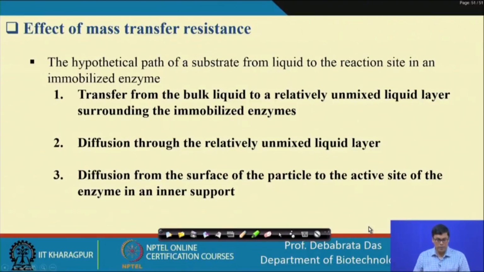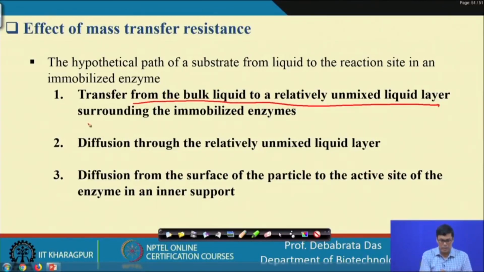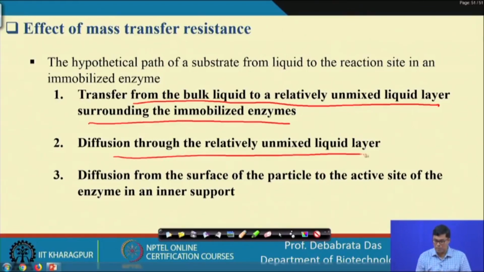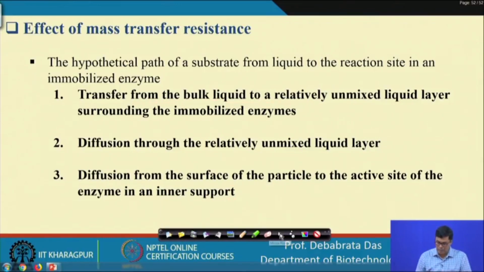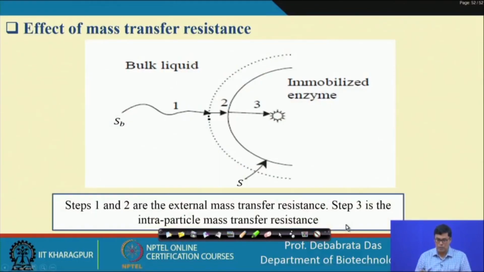Now the effect of mass transfer resistance. The hypothetical path is like this: transfer from the bulk liquid to the relatively unmixed liquid layer surrounding the immobilized enzyme, diffusion through this relatively unmixed liquid layer, and diffusion from the surface of the particle to the active site of the enzymes at the inner support. I think the next slide represents this in a pictorial form.